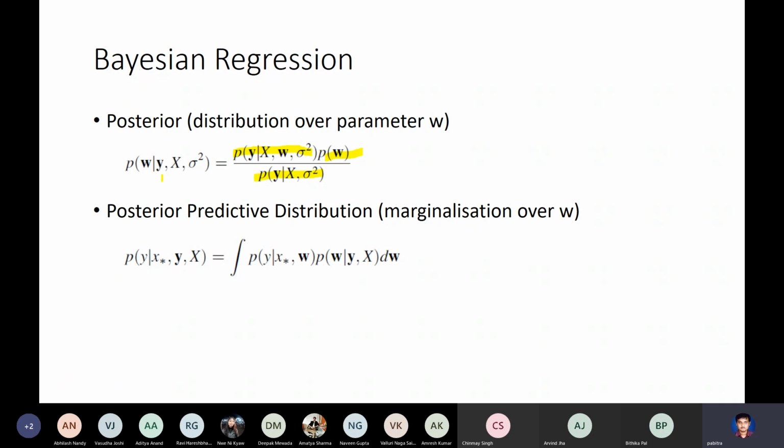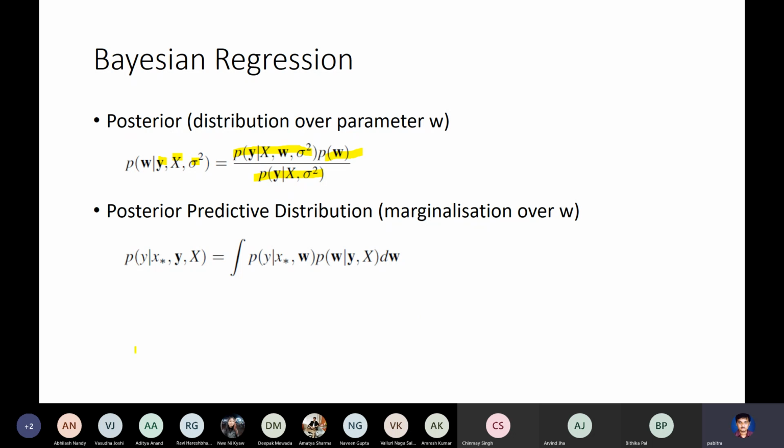So what the posterior says is the probability that w takes on a certain value, given a training data set consisting of capital X and capital Y, and a value of the noise parameter sigma square. Once these are observed, given a training set, it's the estimate of w in the form of a posterior distribution. So it's not a point estimate, it is a distribution estimate, just by applying the Bayes rule.